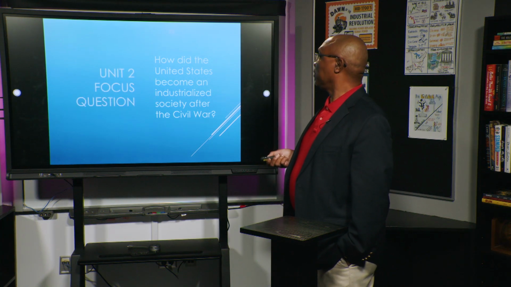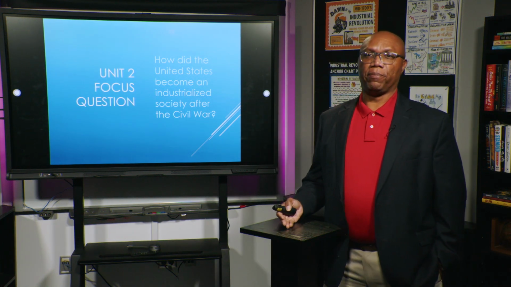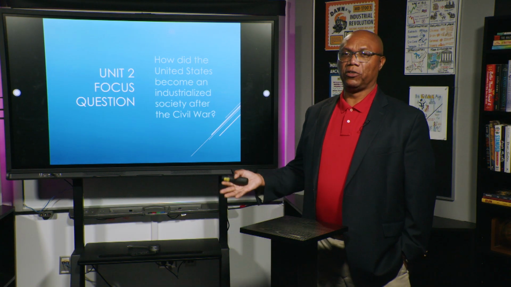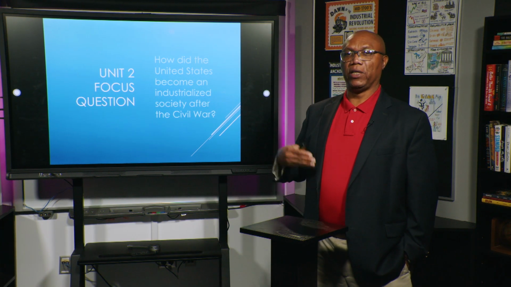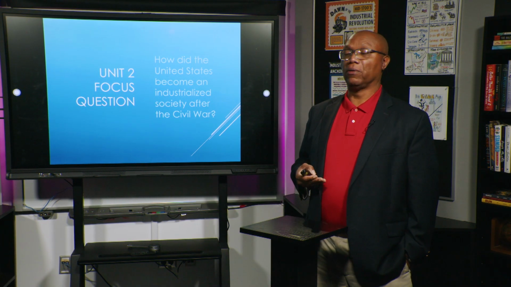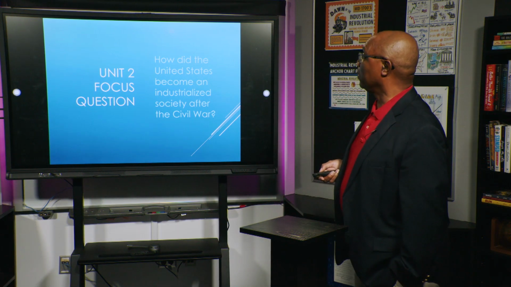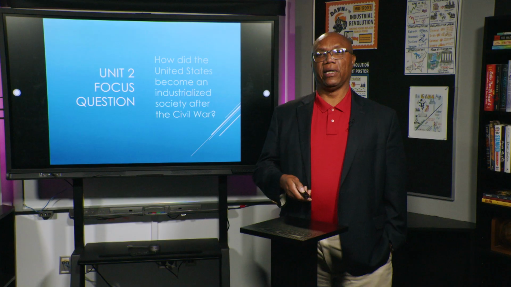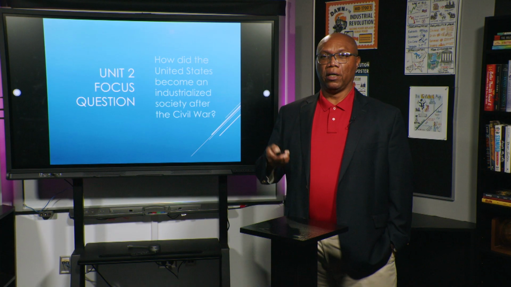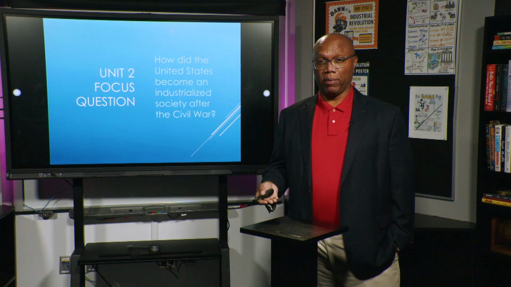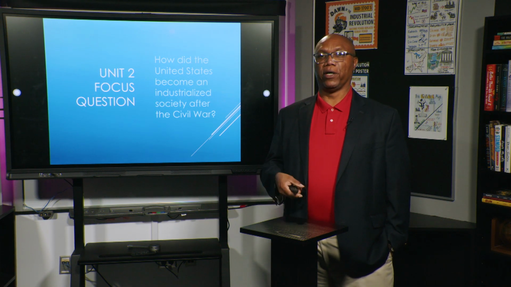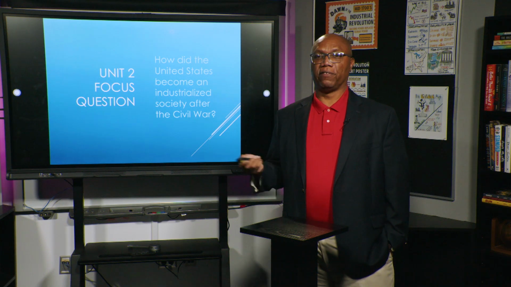As we do with every unit that we have, we give you a unit focus question. That is what should guide your thought process as we go through the lessons in Unit 2. The unit focus question for Unit 2 is, how did the United States become an industrialized society after the Civil War? In other words, how did we transition from being more of a rural agrarian, which means farming, society, to more of an industrialized or business-oriented or manufacturing-oriented society?